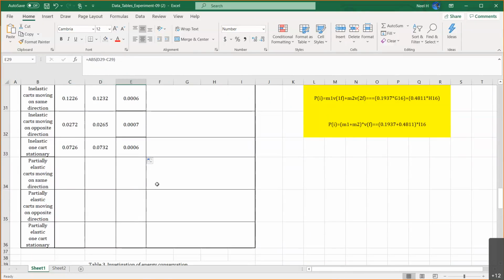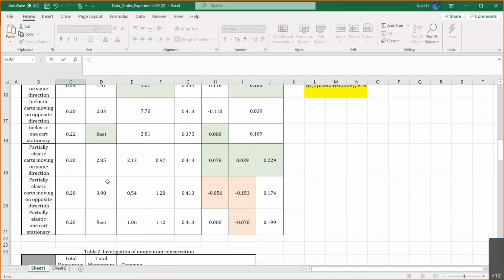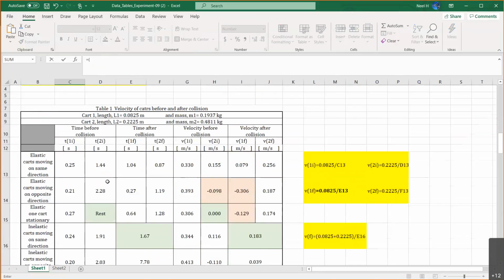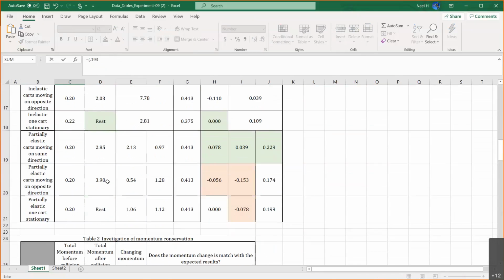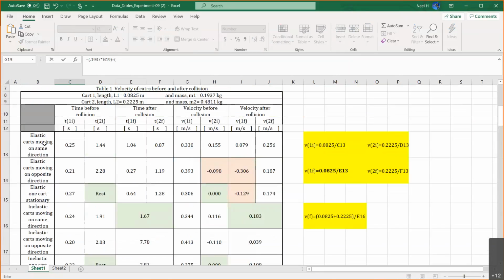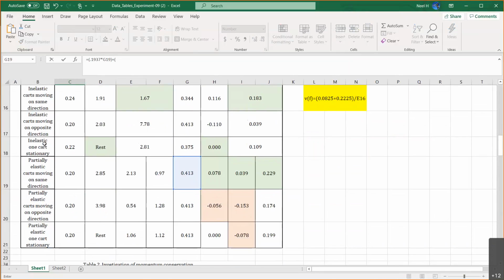Okay, then let's continue. Let's do partially elastic. It's technically the same kind of calculation. Equal sign, parentheses, mass of the object number 1, 0.1937 multiplied by velocity of the object number 1 before collision, case partially elastic. So that should be G19, close bracket, plus parentheses, mass of the object 2, 0.4811, multiplied by velocity of the object 2 before collision, cell H19, close brackets, hit enter.